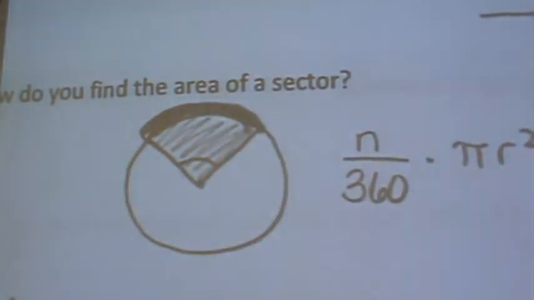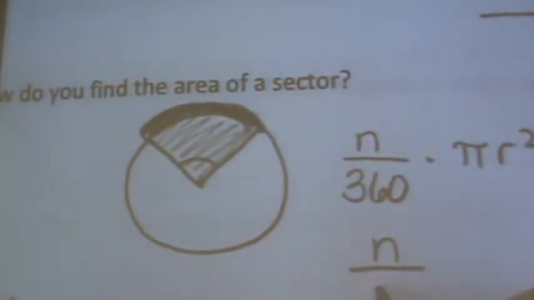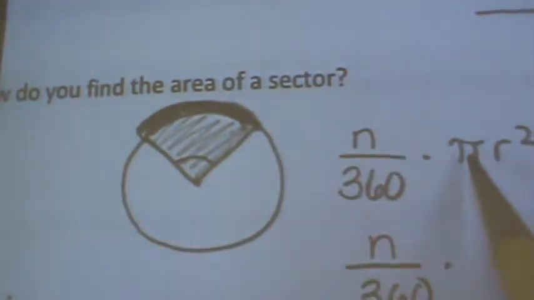Do you remember, let's just review, what if I wanted the surface area of this sector? This arc, this is called the arc. The distance of the arc? Yeah, just the arc. It's n over 360, and then this is going to be the circumference of the circle.